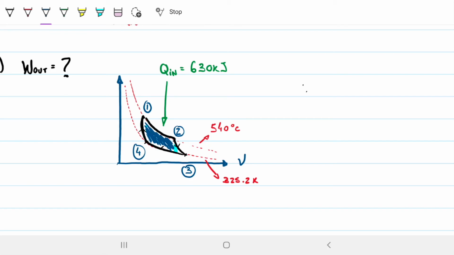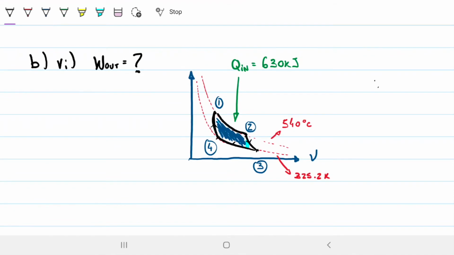So there's a couple of ways we can do this, but the easiest way, because it's a cycle, is to know the following.